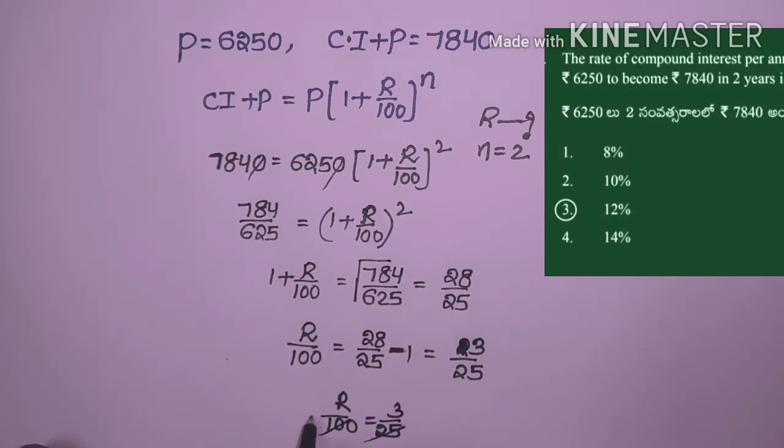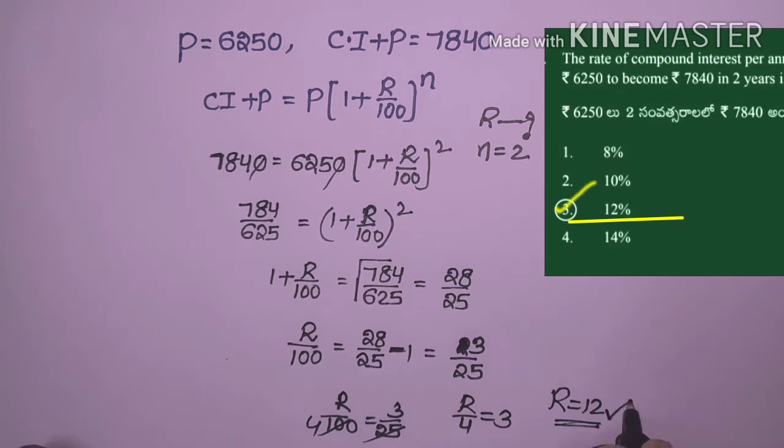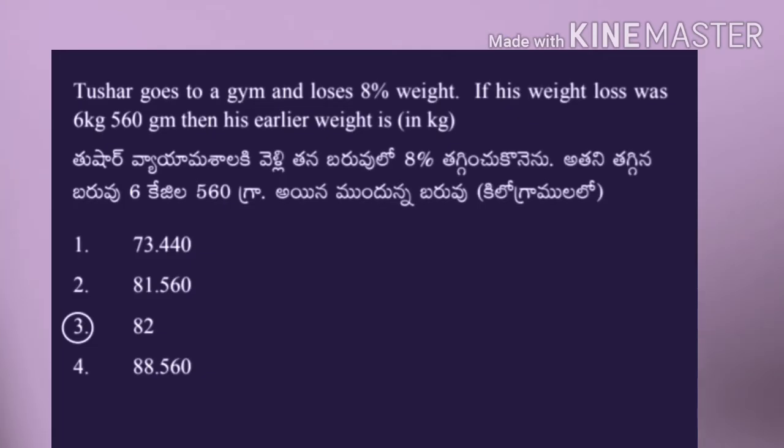So r by 100 is equal to 3 by 25. Now it is cancelled by 4 times, so r by 4 is equal to 3. Then the value of r is equal to 12. Therefore, the rate of interest is equal to 12%. That is the third option.